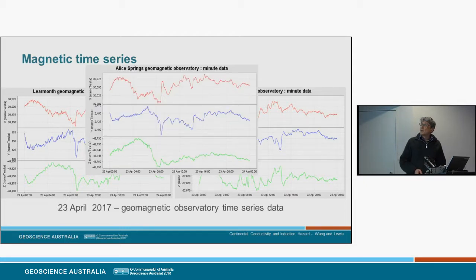And this is some data from the Alice Springs Observatory in Central Australia, which is far from any dominant conductivity contrast from the ocean, and there's a much weaker correlation between the Z components and the X and Y components.